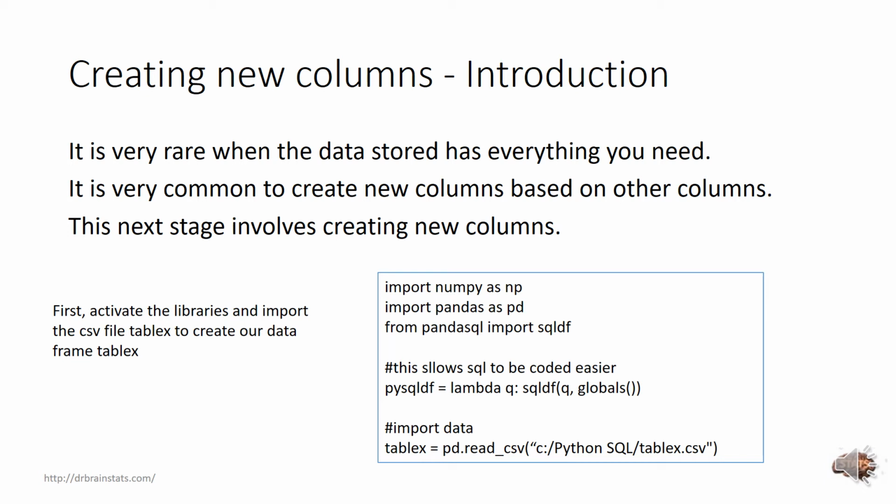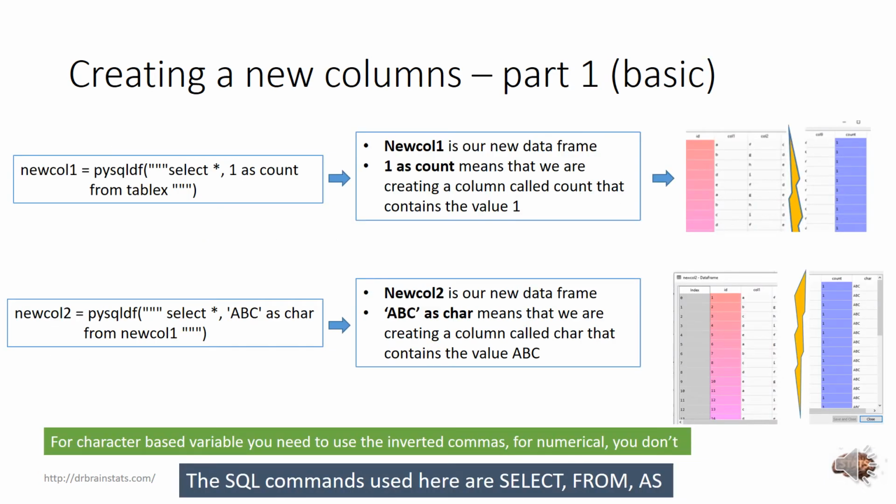So as before, we're going to activate the libraries and we're going to import the CSV file tablex to create our data frame, tablex. In our first example, we're going to create a column called count that has the value of 1. And this is the SQL code as shown on the slide. To break this code down even further, you can see that new col1 is our new data frame. 1 as count means that we are creating a column called count that contains the value 1, as shown on the slide.